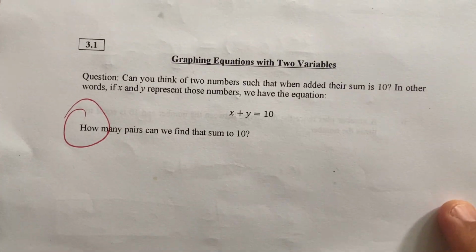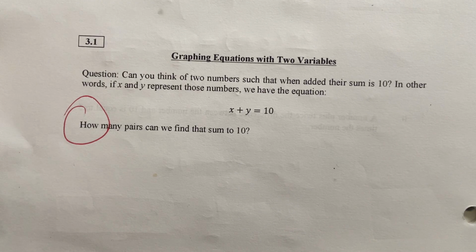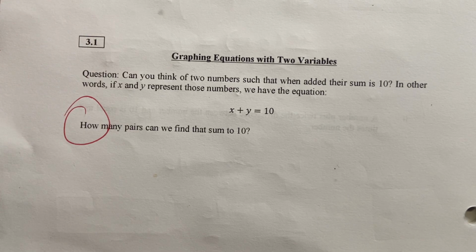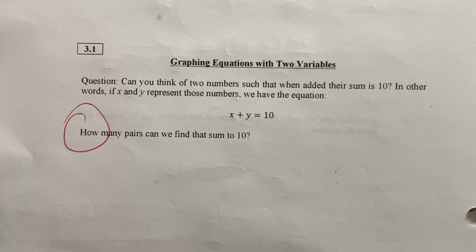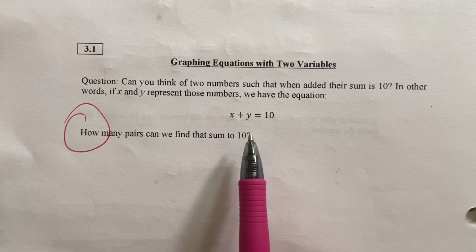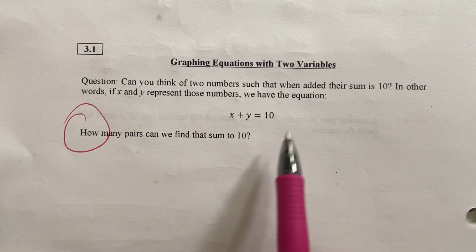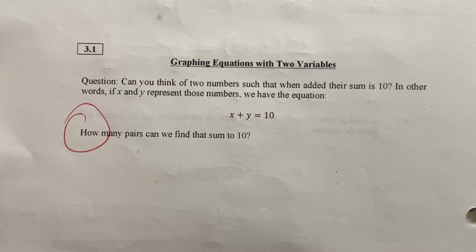I'm going to go on to 3.1 actually now. So graphing. Graphing is important. I want to spend a good amount of time here. Here's a question. Can you think of 2 numbers such that when added, their sum is 10? In other words, if you represent these numbers as x and y, this would be the equation that one could write down. Right, so a number plus another number is 10. This is just the algebra behind this statement up here. So yeah, you can find these.